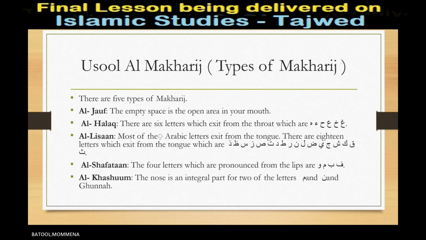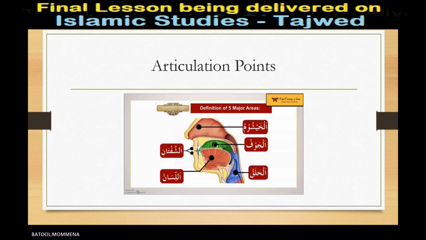So where is this vessel? Inside our mouth. The empty space, the open area in your mouth. Here, you can see that. There is your tongue. Look at me, and there's this tongue, and there are your teeth. And then there is this place, a loopy place, called jawf, the empty space that gives our tongue a space to move freely and pronounce different letters.